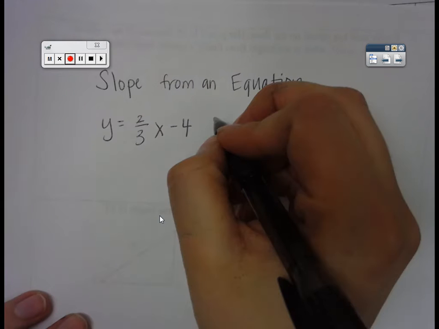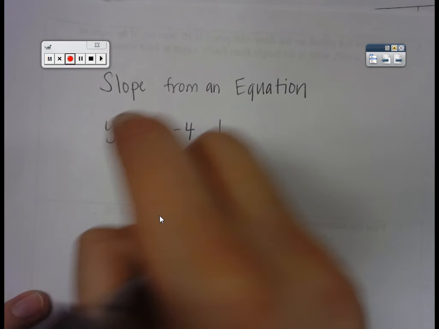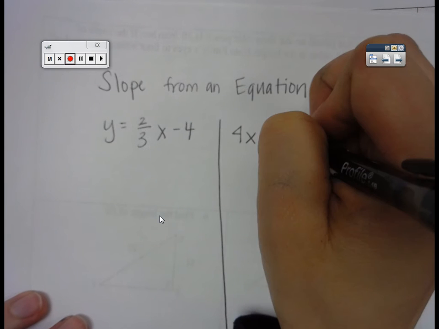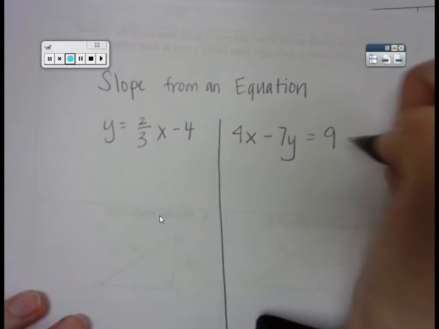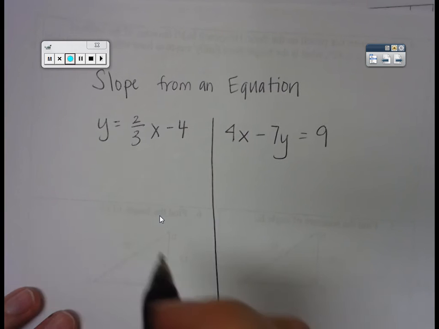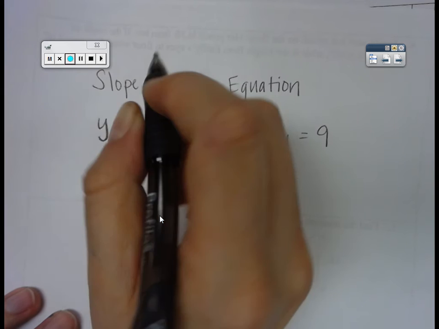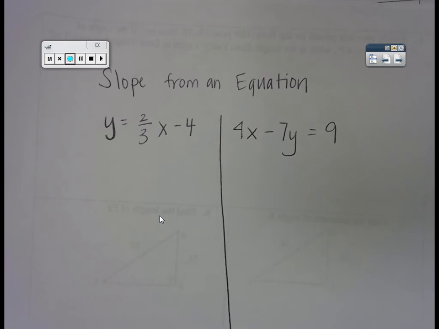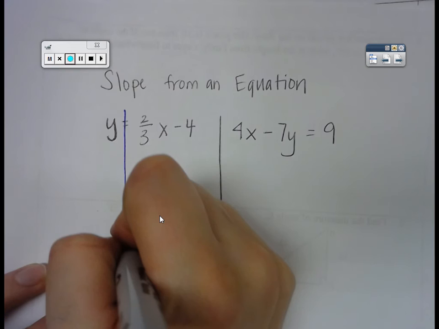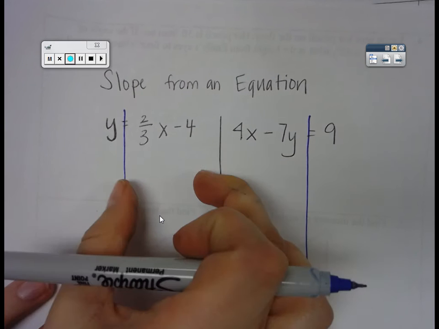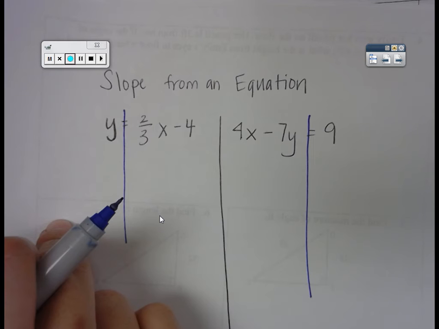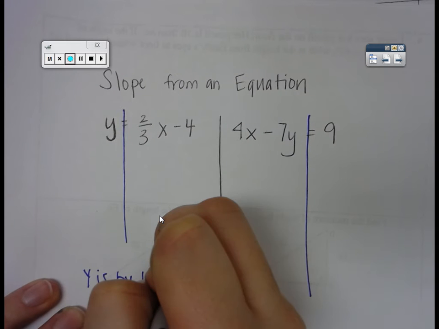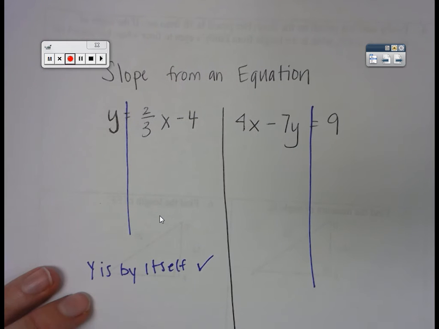There's two things you do. If it's like this, or if it's maybe something a little bit more fun, like that, okay? Notice this one is y equals, and it's the only one on that side. What I mean by a side is when I have this equal sign, this side and this side, the y is by itself. Y is by itself. I'm done.